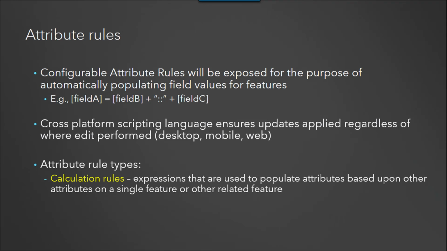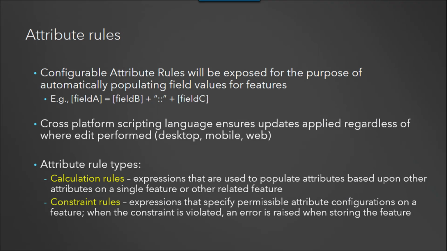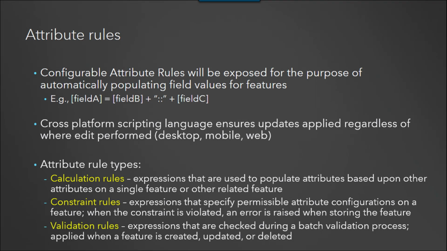The types of attribute rules are calculation rules. Those will populate attributes based upon other attributes on a single feature or related feature. There are constraint rules. A constraint rule is another Arcade expression where, when you're trying to persist that particular feature, if the constraint rule is violated, an error will be raised when you're trying to save it. Finally, there are validation rules. These are heavier weight things that are going to be checked during a batch validation process. If a feature is found to violate a validation rule, error features will be created, much like ArcGIS topology. Okay?